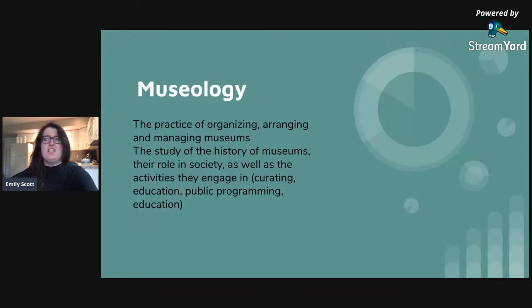So conservation is like the different temperatures that objects have to stay in, and also the way objects are packaged and things like that. I'll be talking about that later in this course, and public programming and education later on in this course as well. But the thing to know is that education can be both the way the community engages with museums and the way that museums can teach individual people, and that they can teach schools as well.